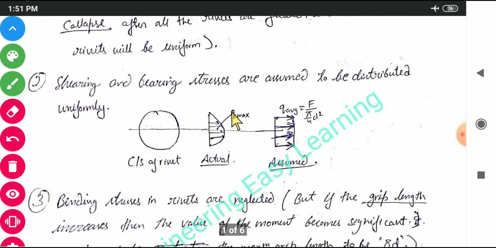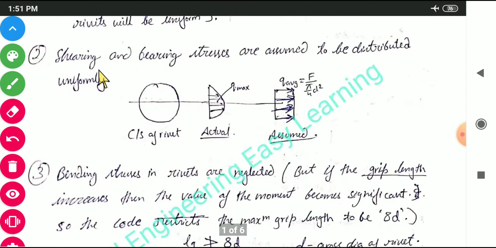Now another assumption is that shearing and bearing stresses are assumed to be distributed uniformly. We know that there are two stresses, shearing and bearing, in the rivets, and those are assumed to be distributed uniformly. If this is the cross section of the rivet, then we assume the shearing stresses are distributed uniformly. In actual it is not uniform. It is maximum at the center and minimum at the edges.